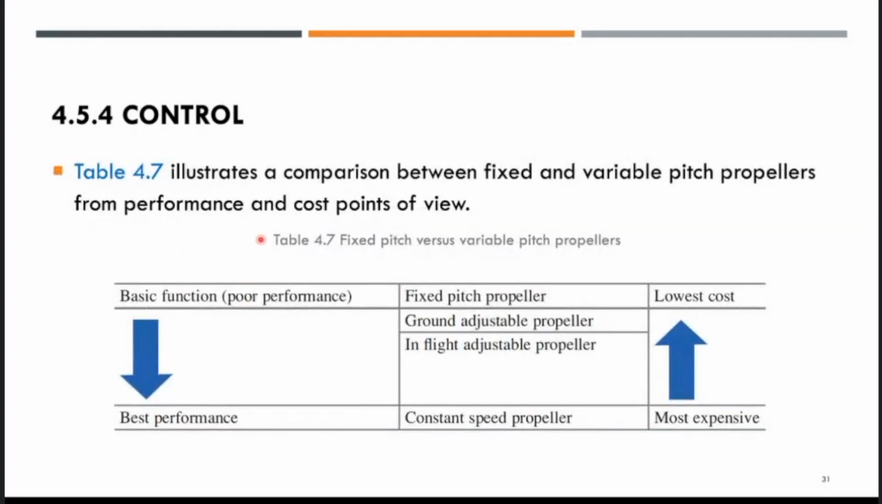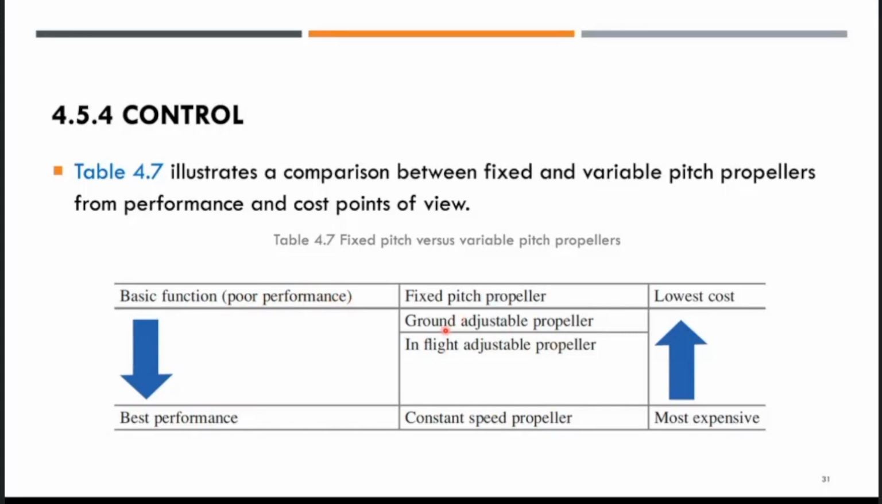This particular Table 4.7 illustrates a comparison between fixed and variable pitch propellers from the performance and cost point of view. You can see here a fixed pitch propeller has a basic function with poor performance, but it has the lowest cost, very easy to install and very easy to maintain.